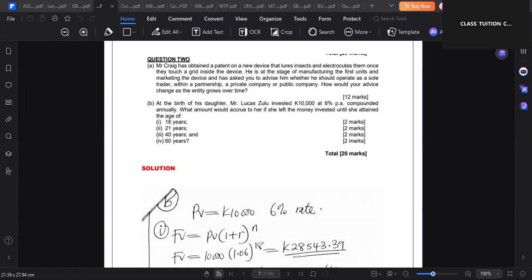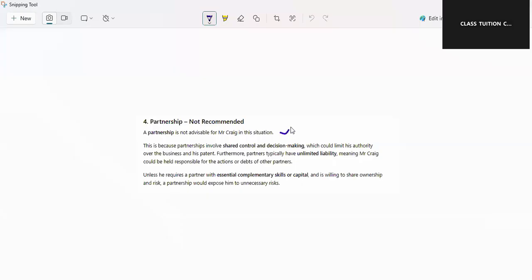So let me just talk about it based on the marking key that I have in the pamphlet. Of course, it's subjective, so the points are validated by how you qualify them. So a partnership could not be advisable in this situation because you share control and decision making, and this would limit the authority that Mr.